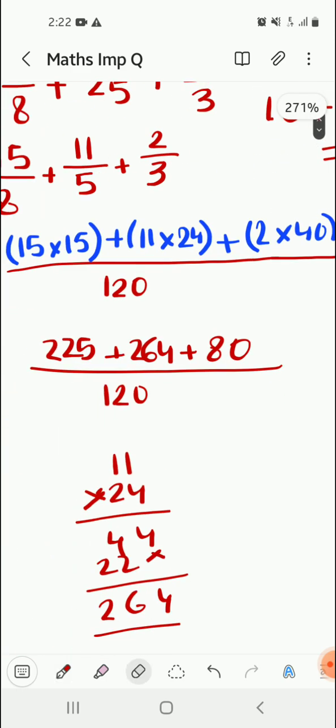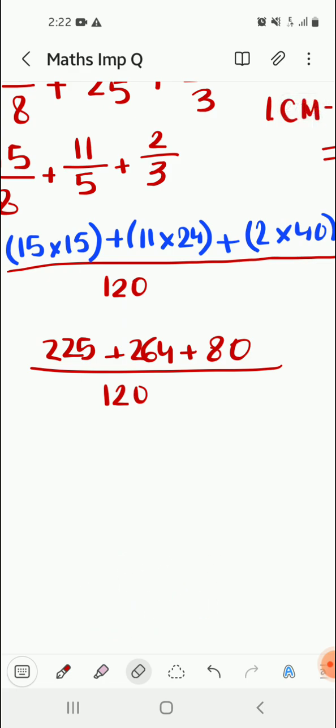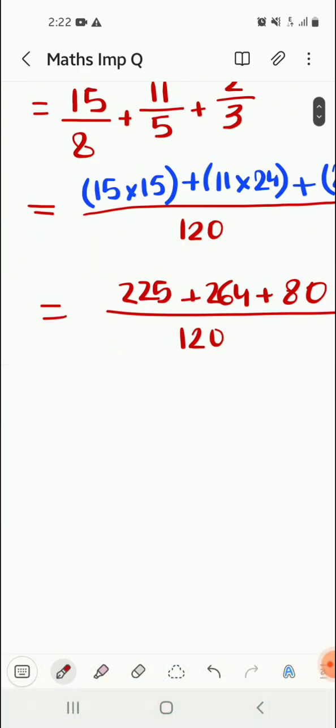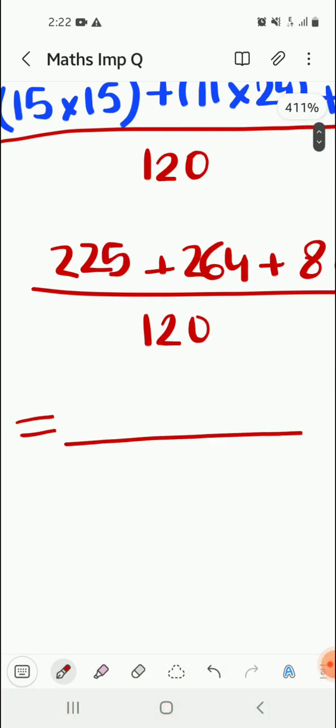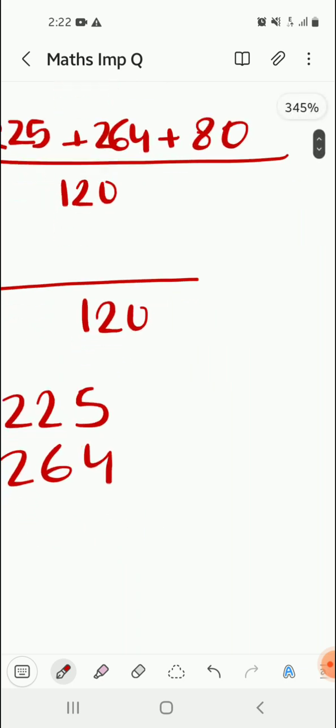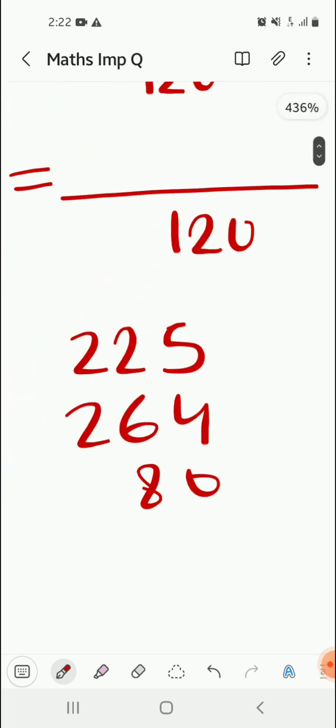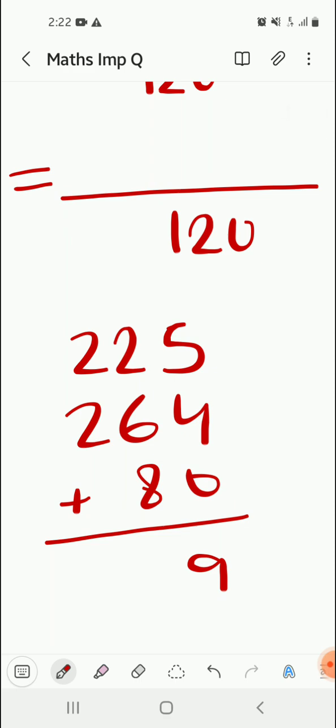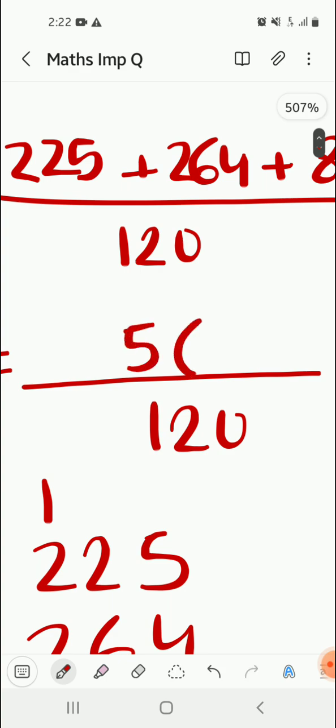Now once this is done, we are going to add, the denominator will be the same, that is 120, and we are going to add all the numerators, that is 225, 264 and 80. If we add all of them, we get 5 plus 4, 9, 6 plus 2, 8, plus 8, 16, 2 plus 2, 4, plus 1, 5. So this comes to 569 here in the numerator.